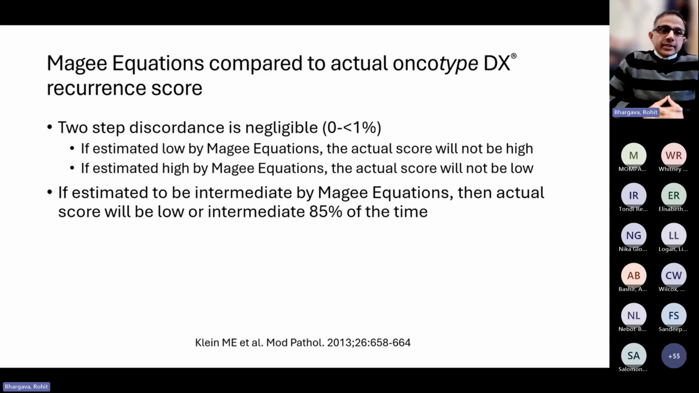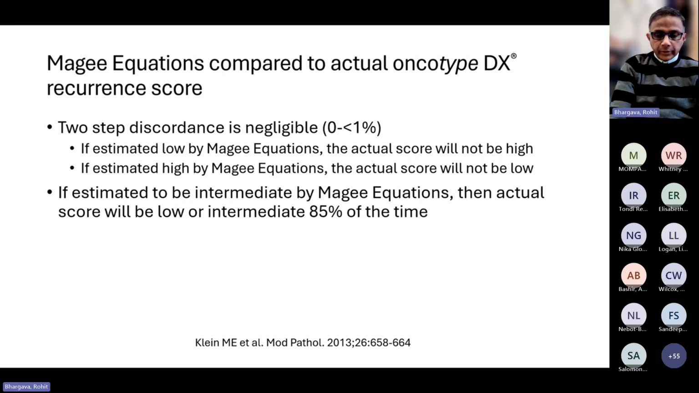The bottom line was that using these 3 categories, we found that Magee equations, when they estimated the Oncotype DX recurrence score, the 2-step discordance was negligible. It just never happens. If the estimated score is low by Magee equations, it will never be high. And if the estimated score by Magee equation is high, the actual score will not be low. And even if it was estimated to be intermediate by Magee equations between 18 and 30, then actual score will be lower intermediate 85% of the time. So it did provide quite useful information at the time.